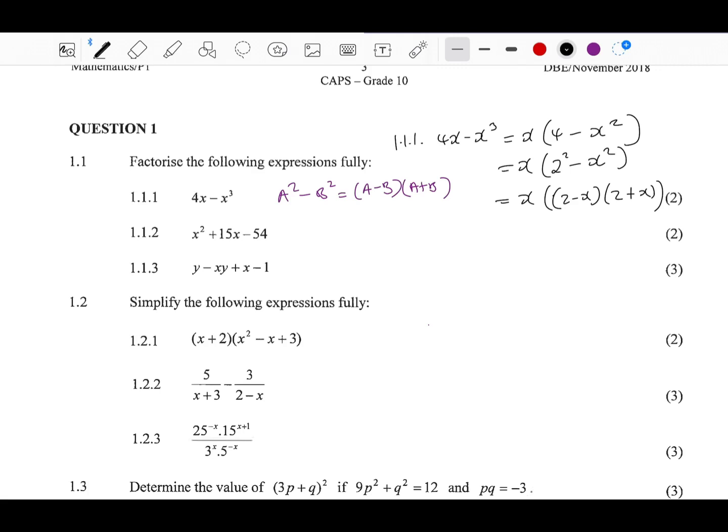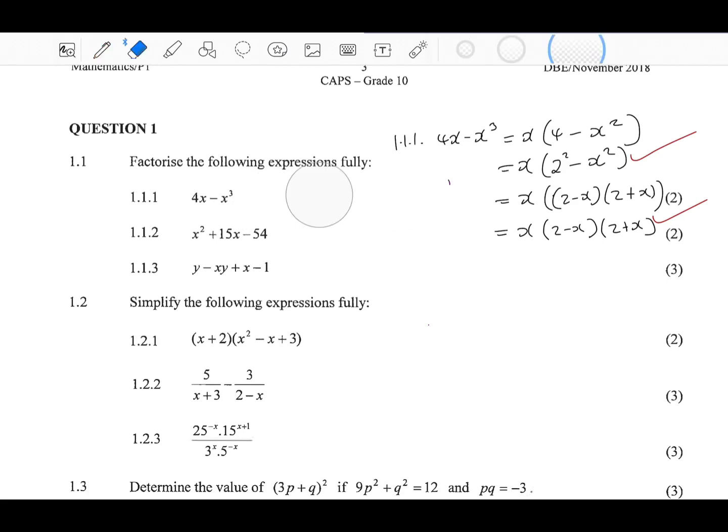Okay, and so that's essentially your final answer. You can write it this way: x(2 minus x)(2 plus x). That doesn't matter, just remember those brackets. But essentially that's your final answer, and you'll get marks from getting this correct answer and also doing this. Boom. So that's your answer, two marks.